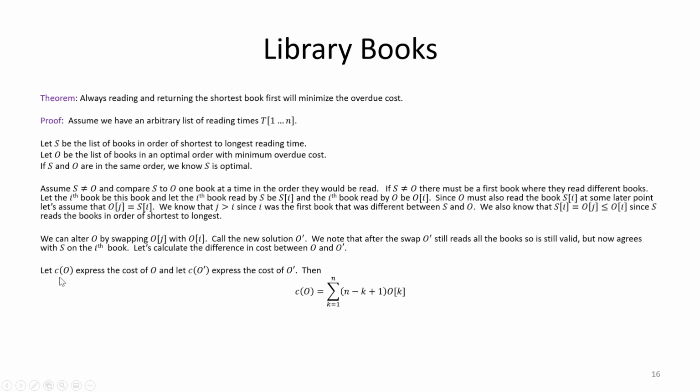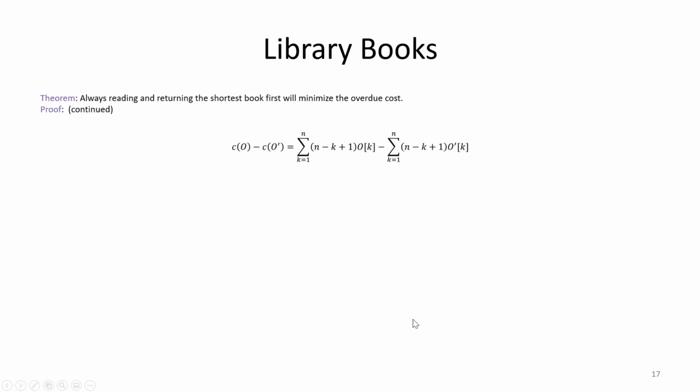So again, I'm going to give them names, C of O and C of O prime. Again, trying to be as formal as possible, giving names and labels to things. So here I've got C of O, that's the cost of O using that formula we've used before. C of O prime, same thing, only just swapping out the O for O prime. Let's continue our proof on the next slide here. And then we're going to go ahead and try and compute the difference in the costs.